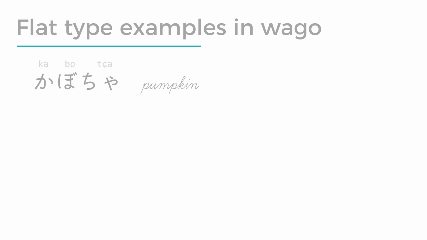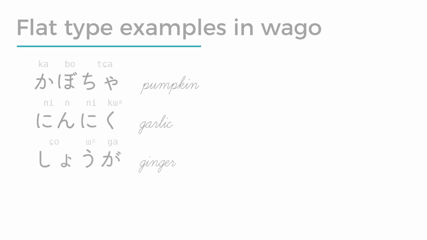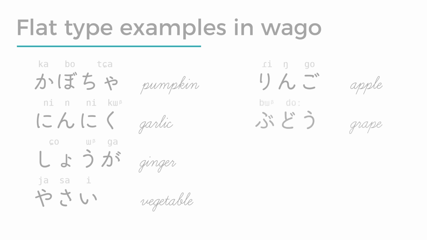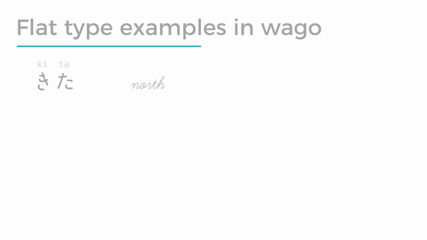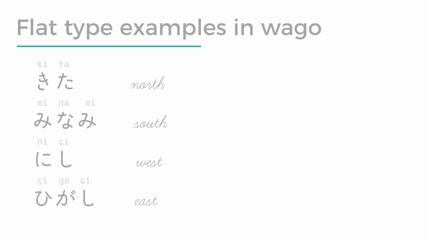Kabocha, ninniku, shouga, yasai, ringo, budou, momo, ichigo, kita, minami, nishi, higashi, ue, shita.